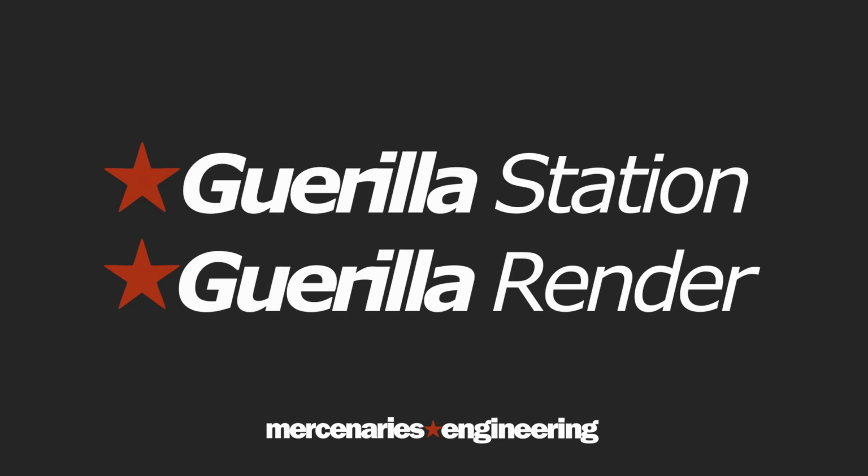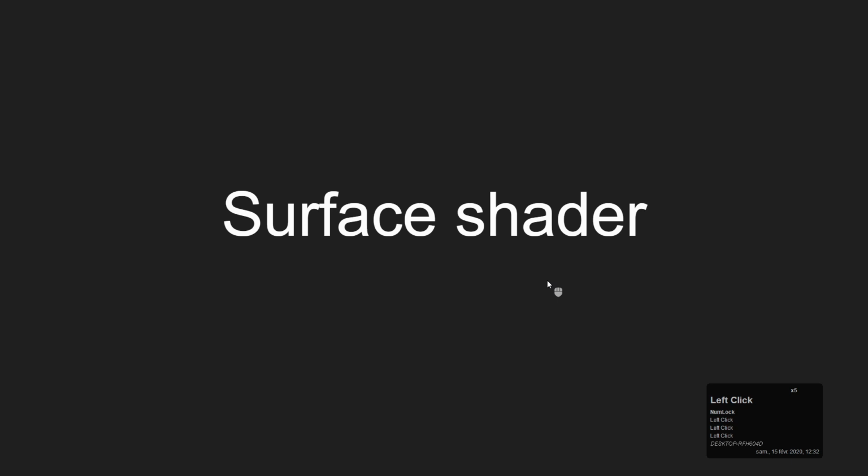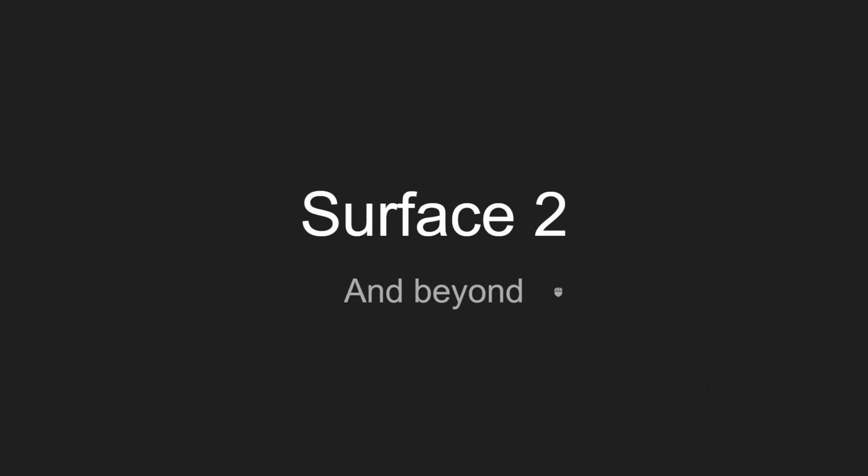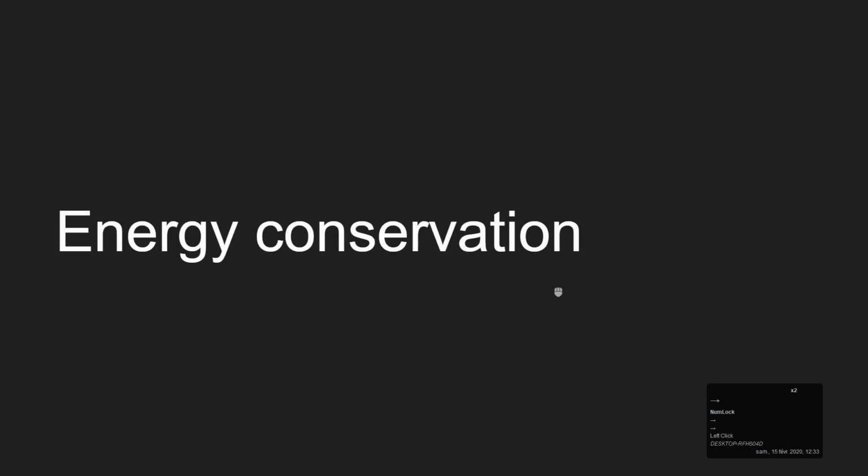Hi guys, in this tutorial I would like to talk about the surface shader. The surface shader is the most basic shader to shade a surface. It's a newer shader since 2012. It's a PBR shader with roughness and metalness in it, and right now we are more using the Surface2 since Guerilla 2. It's an improved shader from Surface 1, which is a legacy. So right now, most of the time when I say surface shader, it's going to be Surface 2 that I'm going to manipulate.